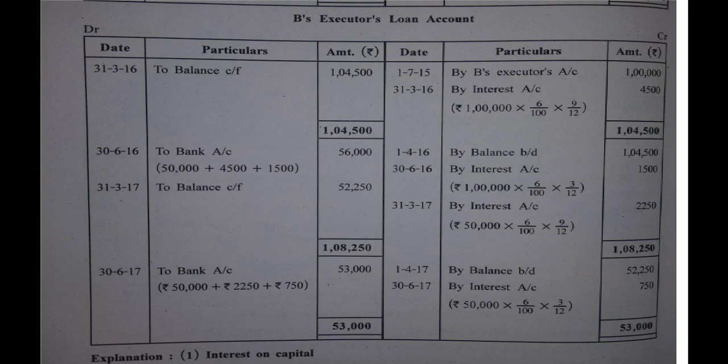So the next accounting year, of course, will start on 1/4/17 because it ended on 31st/3/17. What is the opening balance? 52,250. We have to pay the second installment on completion of a year. Completion of a year, not definitely the completion of the accounting year, just a year. Yes, so 9 months have already been calculated in the previous accounting year. So here you have to calculate only 3 months.